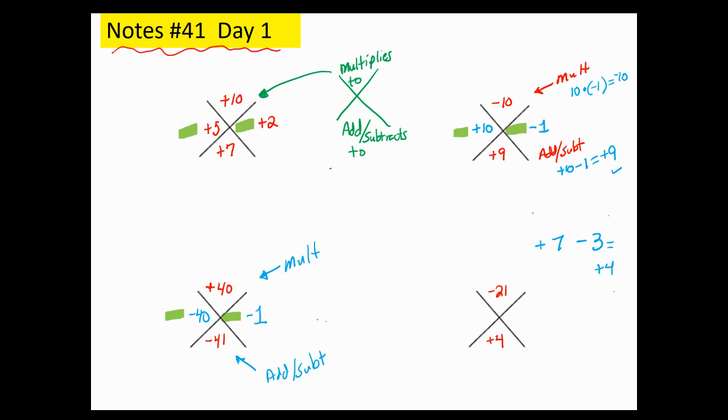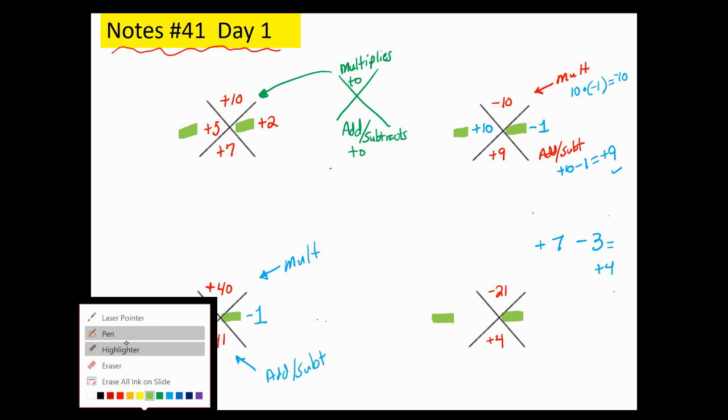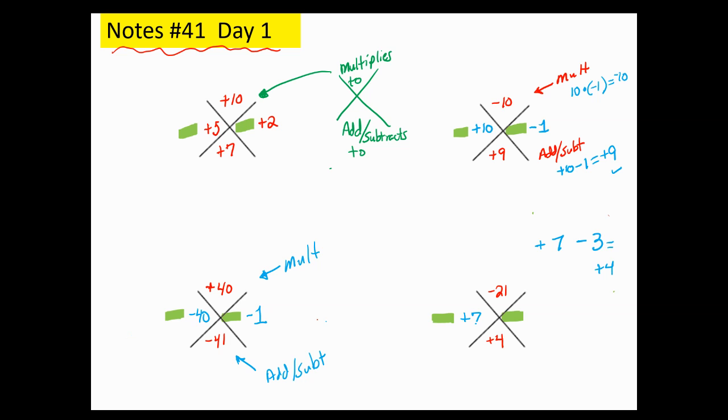So it's going to be a space. Do not forget your space. Gotta remember. So we need a positive 7, a negative 3. 7 times negative 3 matches that. 7 times negative 3 is a negative 21. And down at the bottom, 7 minus 3 equals the positive 4.